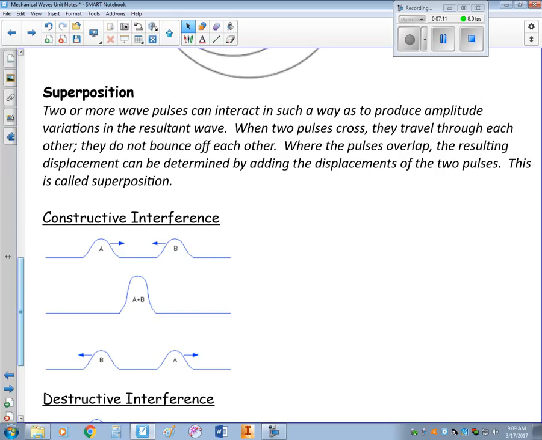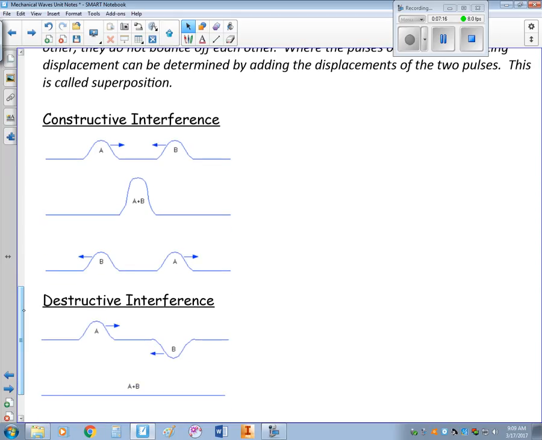We call this superposition. So first off, we have constructive interference, where we have A and B approaching each other, and then we get A plus B. Notice how the amplitude is now twice as high, and then notice how B and A go about their separate ways after interacting. And we can get all kinds of weird things.